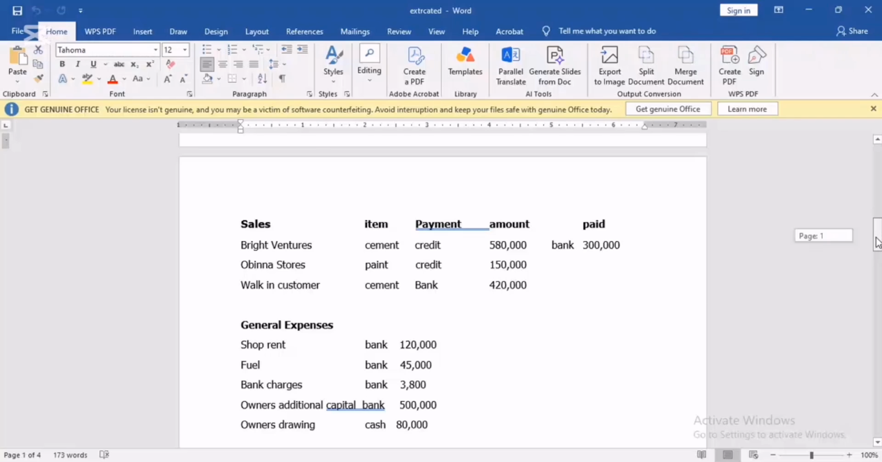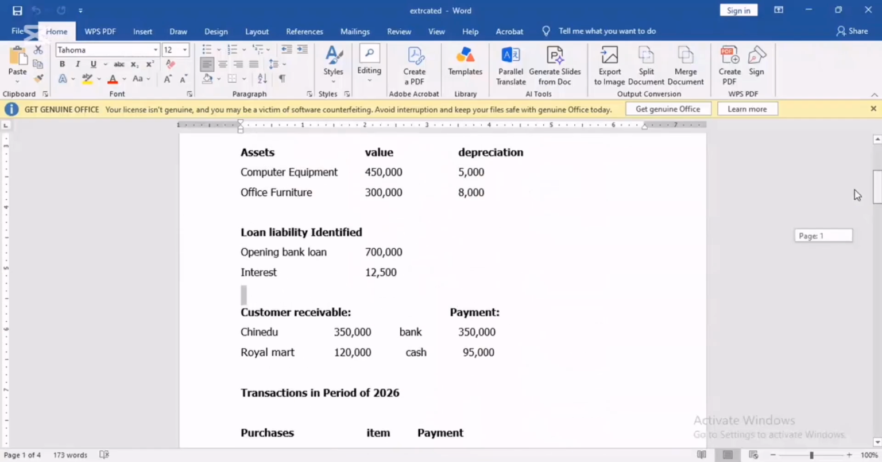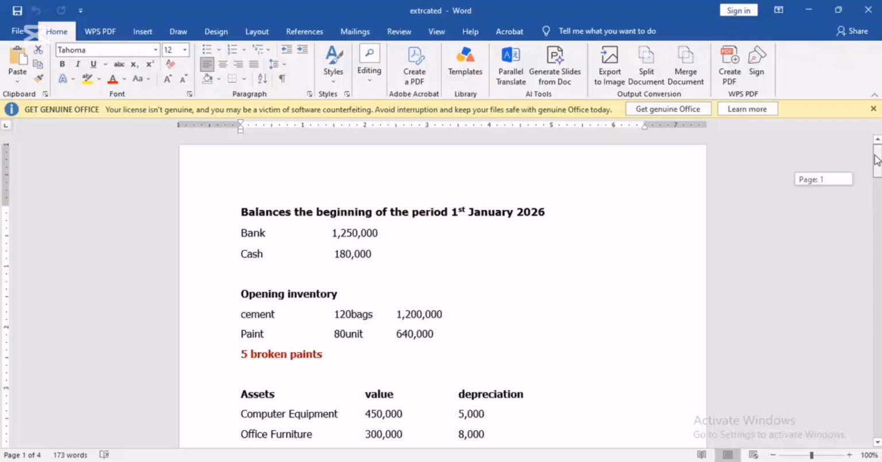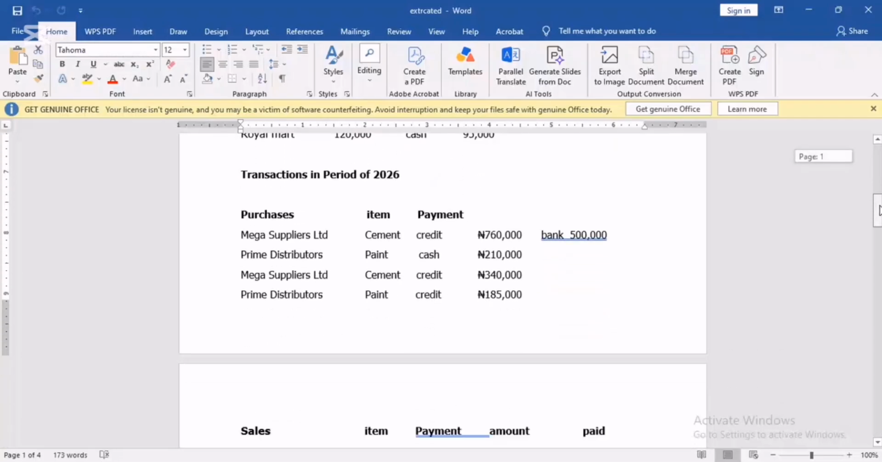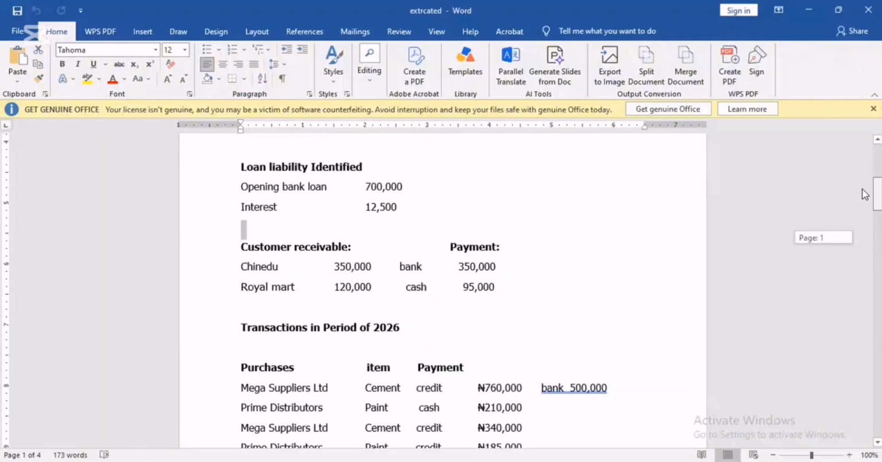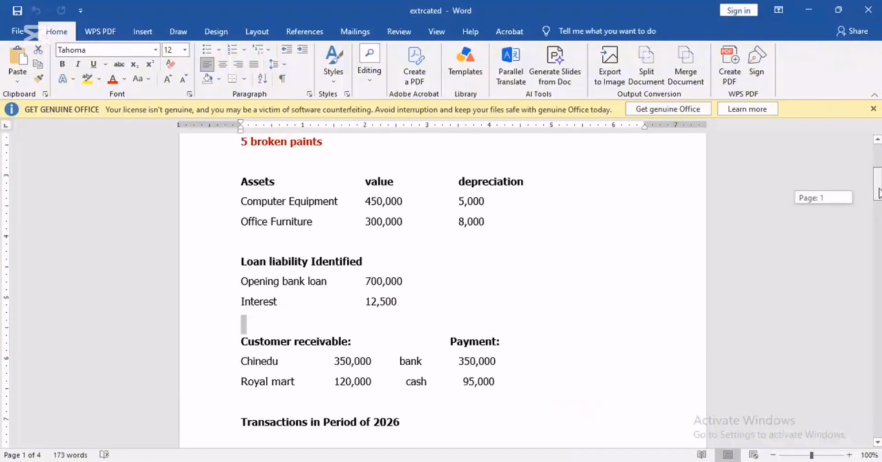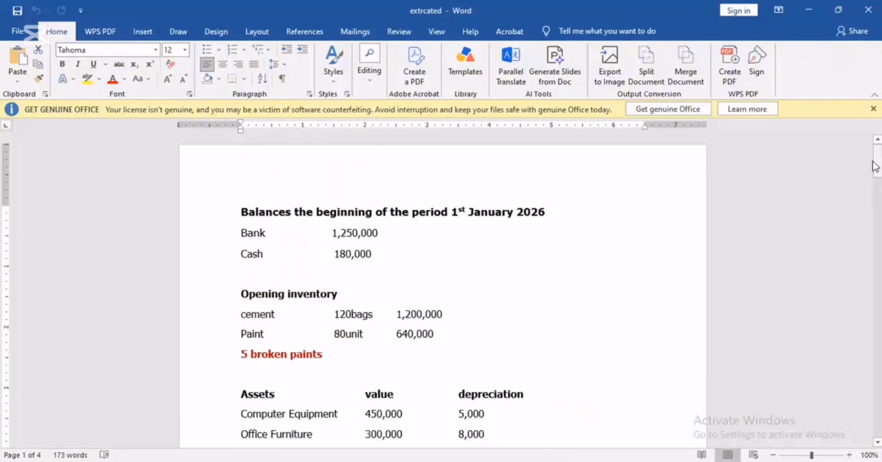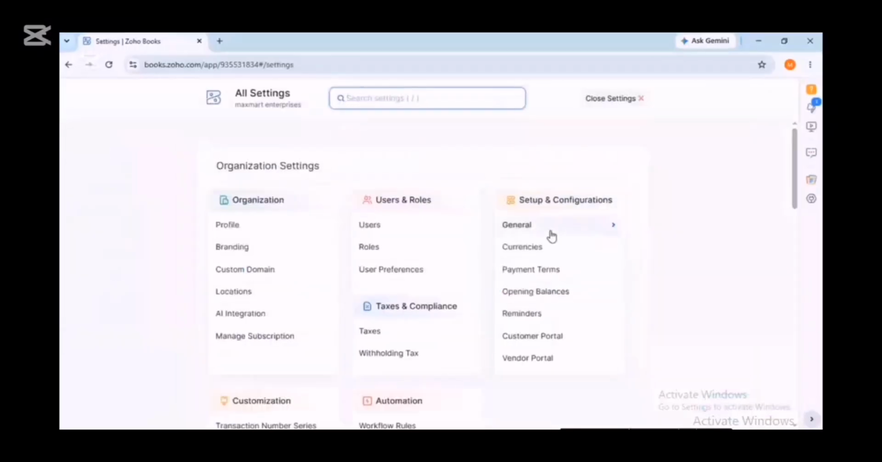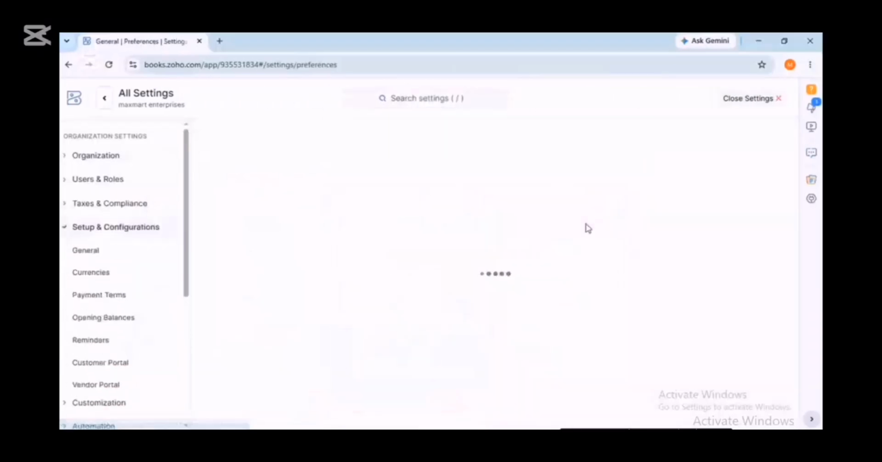So after that, you are going to establish balances, which are very important because we are going to start by recording our opening balances before the transactions for the period. So that's about that. Now, since you know how we have done this, let's go straight into Zoho Books. So this is the interface. We go to the settings. So we're going to make some basic necessary setup.